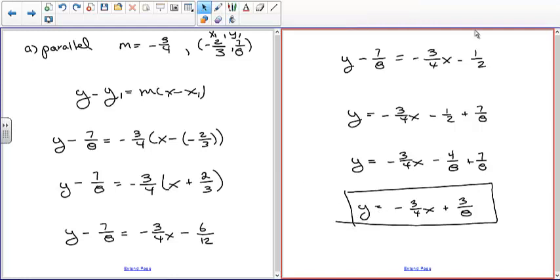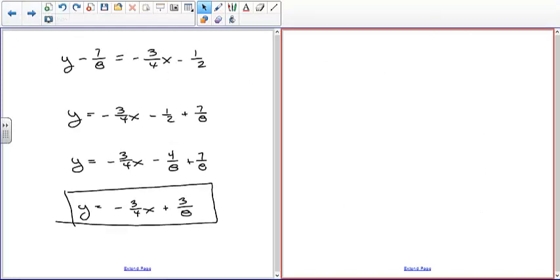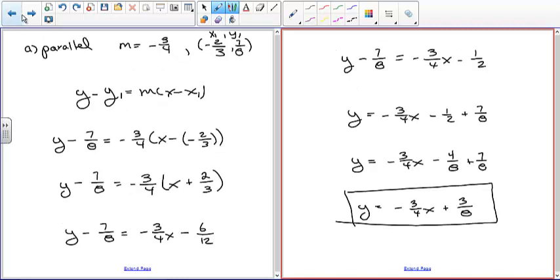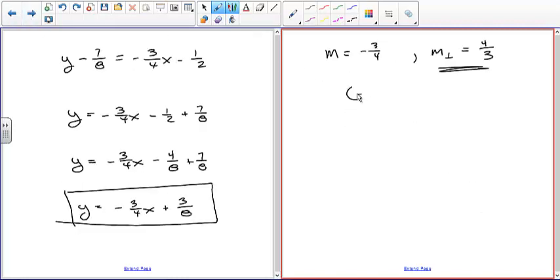Okay, now what we're going to do for the perpendicular part is we're going to take the slope and take the negative reciprocal. So the original slope was negative 3/4. So the slope of the perpendicular line is positive 4/3. So we have this, and we have that same point, which was (-2/3, 7/8).